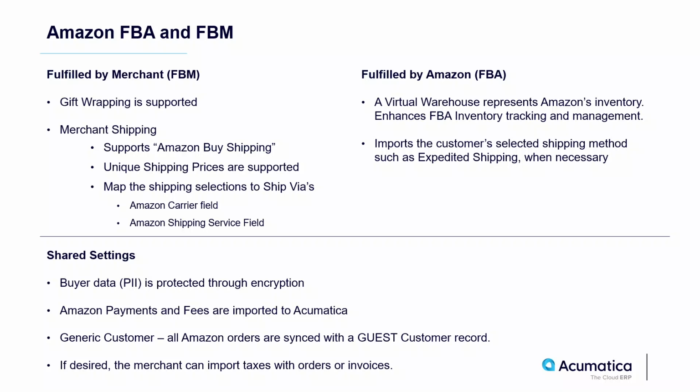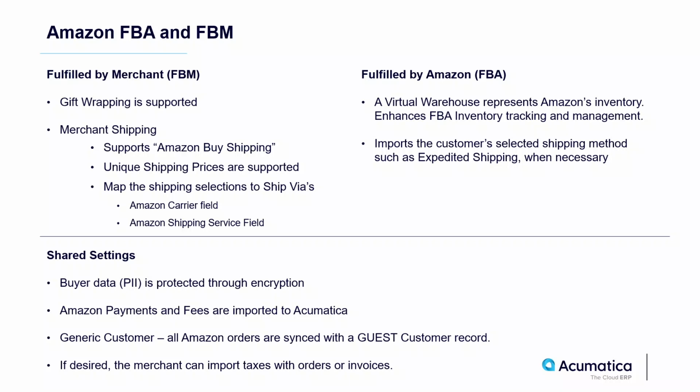We already talked about the virtual warehouses that are being set up so you can reconcile your FBA inventory levels. And if a customer happens to choose some unique shipping service through Amazon, that information can be mapped to the appropriate fields inside of Acumatica for you to keep track. Now we'll go into more detail about the PII. That's the personal identifiable information related to buyers. I have a section about that we'll go into in a second.